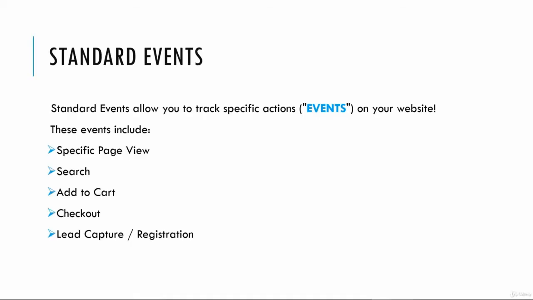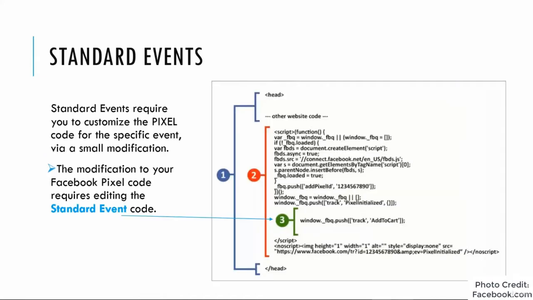So first, standard events. Standard events allow you to track specific actions or events on your website. These include specific page view, search, add to cart, checkout, lead capture, or registration. Standard events require you to customize the pixel code for that specific event via a small modification. So this modification to your Facebook pixel code requires editing the standard event code.